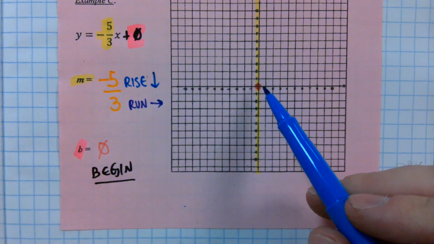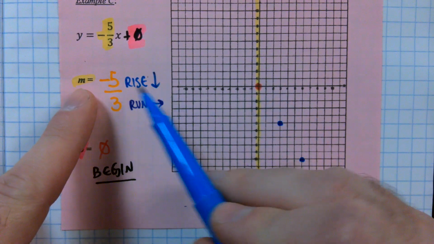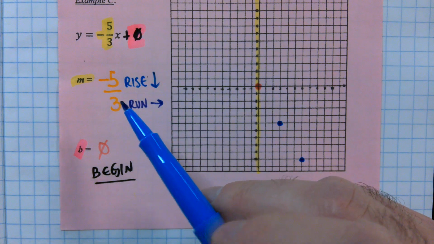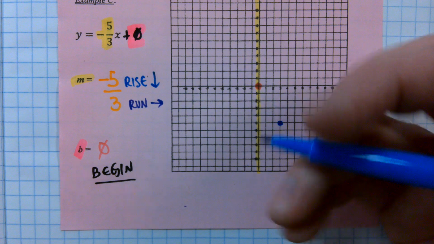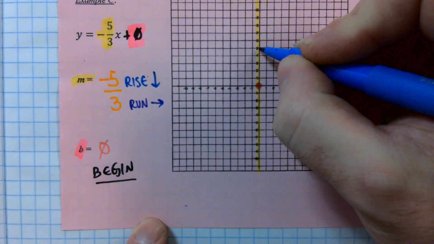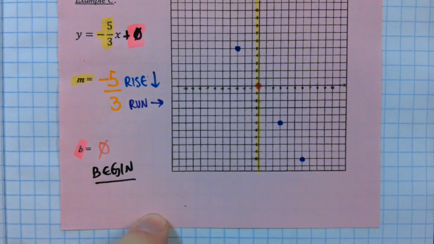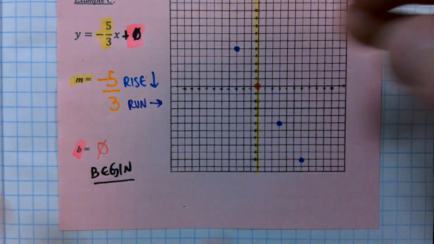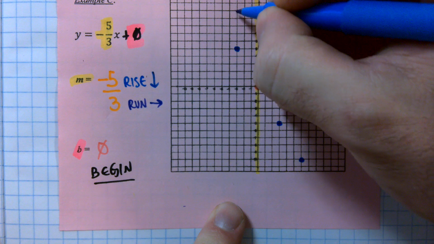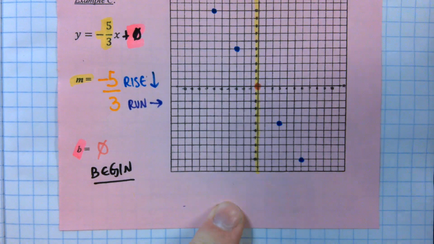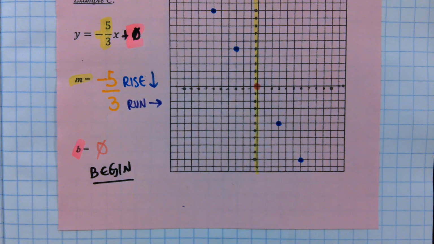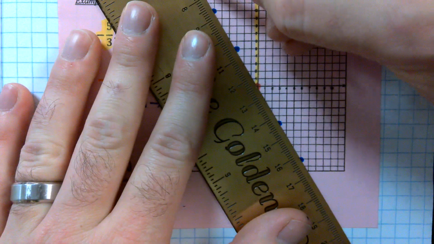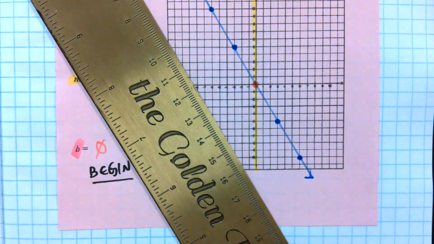All right, I'm going to go back to my beginning. I'm going to reverse. What's the opposite of going down 5? Up 5. What's the opposite of going right 3? Left 3. So now I'm going to go up 5, left 3, from the beginning. Boom. I'm going to check and make sure all my points are in line. And they are, so I know I did it right. I'm going to do it again. Up 5, left 3. Make another point. That's all I can fit on this graph. So I'm going to take my ruler, connect all 5 of those points together, and get a nice straight line.